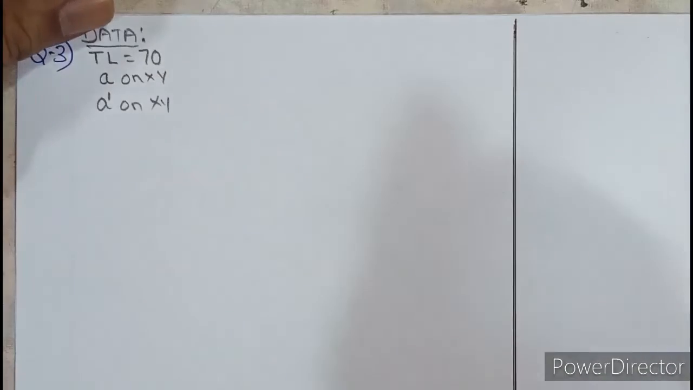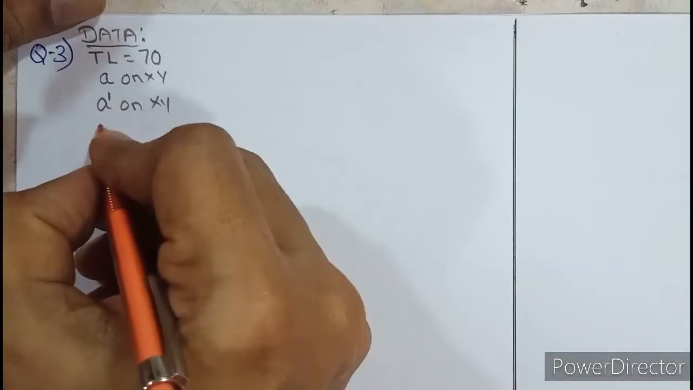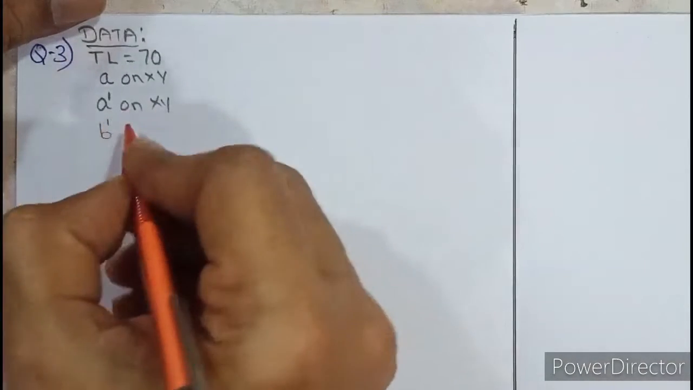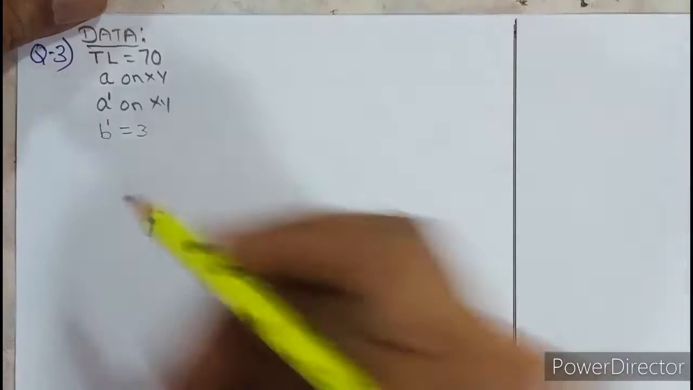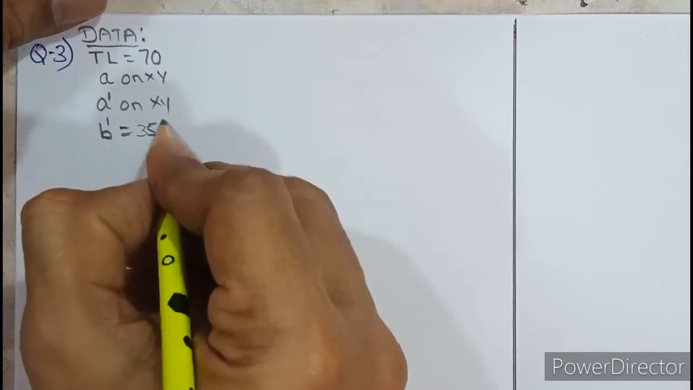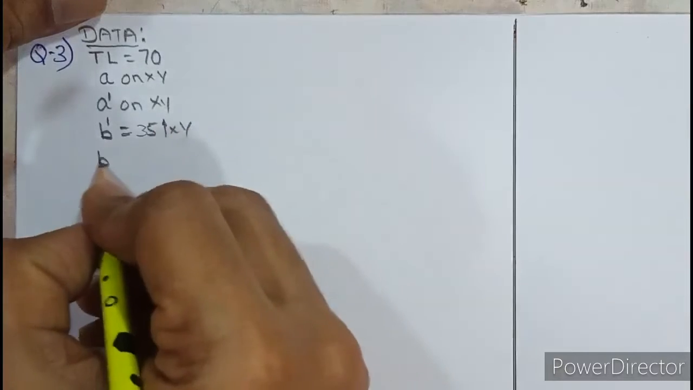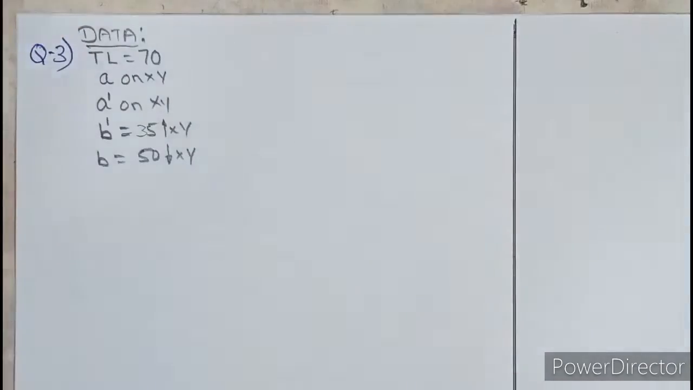So to start with this, what we can say, point B. B dash is here. So B dash equal to 35. B dash is 35 above XY and B is 50 below XY. So always write in terms of XY over here.